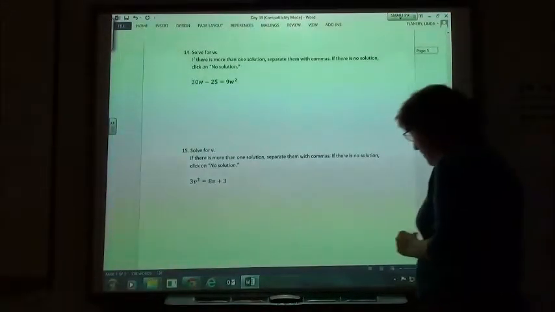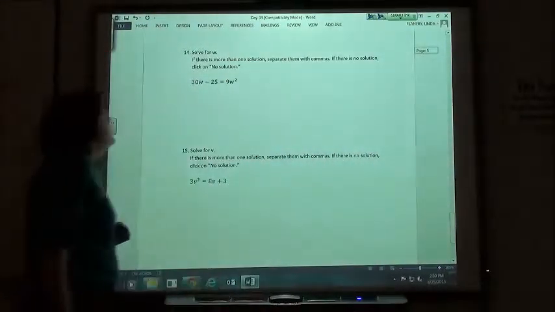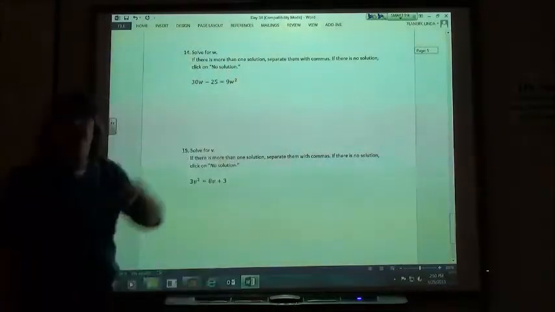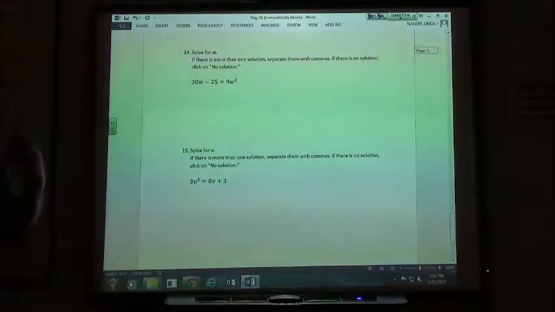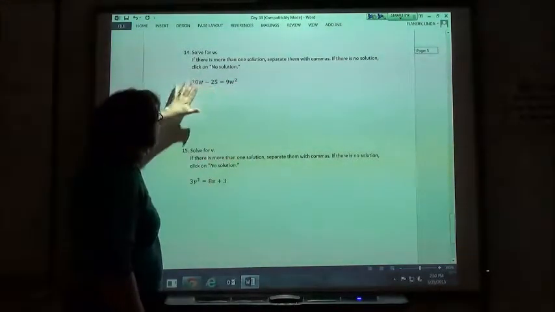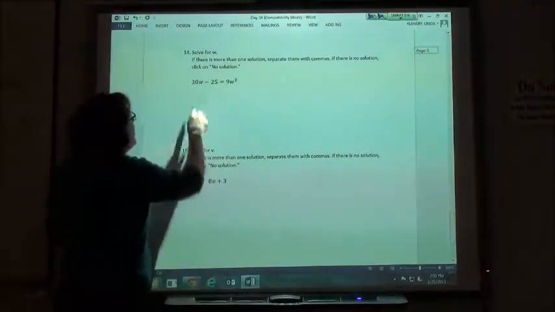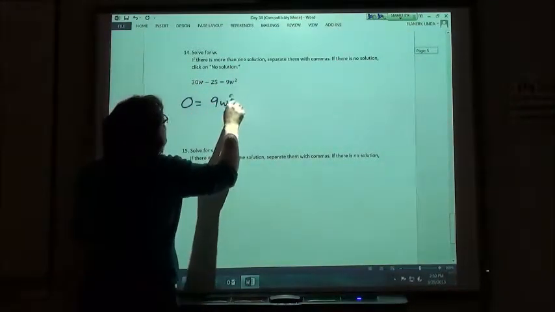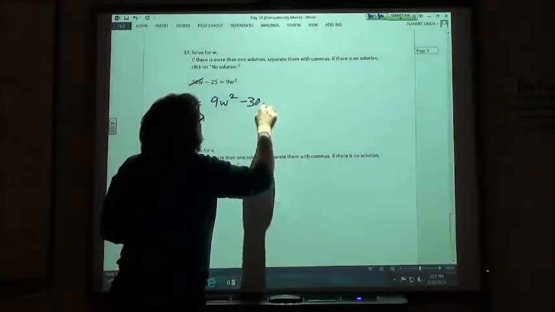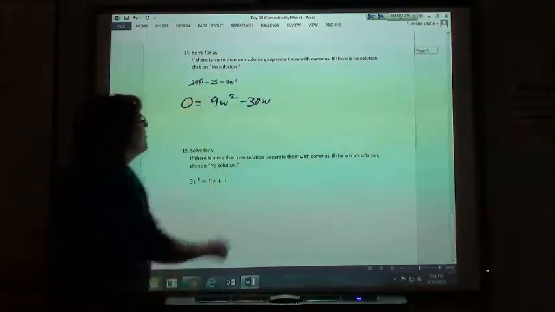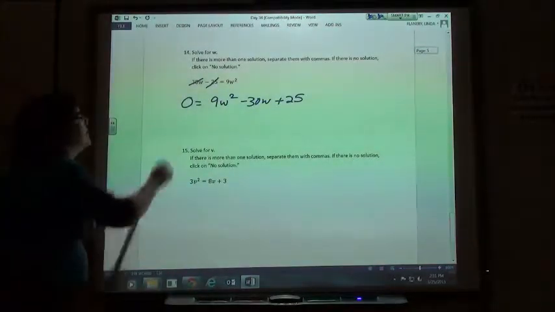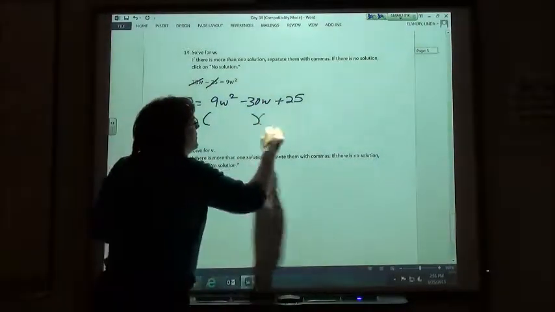Number 14. I look at that, it tells me to solve it for w, I see that there's a squared term, and if that squared term's in there, normally I'm going to solve it by factoring, which means I have to have it set equal to 0. I want my squared term to stay positive, so I'm going to move these two things to the other side. So 9w squared, this is a positive 30w, so I'm going to make it a minus 30w. This is a minus 25, so I'm going to make it a positive 25. Now I have it set equal to 0. I can solve by factoring.